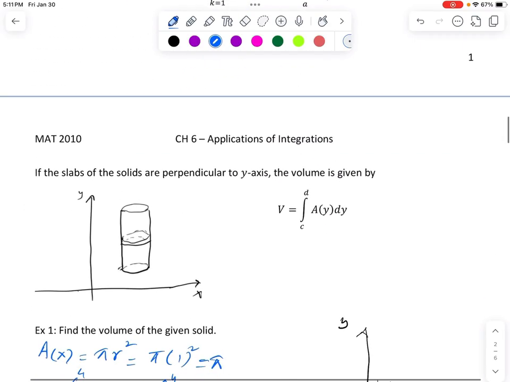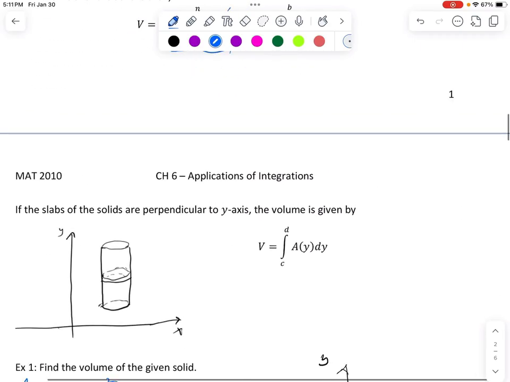So this is how we calculate the volume. Now if the slabs that we cut through, or the slices, are perpendicular to the y-axis, then the volume will be given by V is equal to the integral from c to d of A(y) dy. Now the area will be a function of y, and dy.